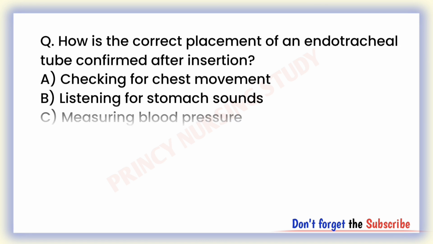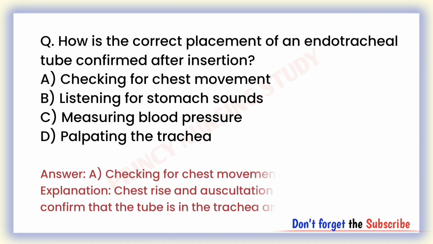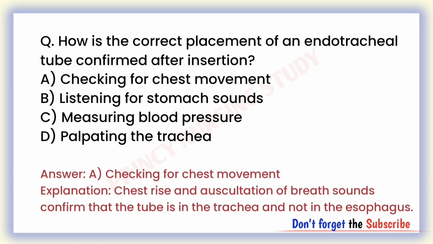Next question. How is the correct placement of an endotracheal tube confirmed after insertion? Correct answer is A. Checking for chest movement. Chest rise and auscultation of breath sounds confirm that the tube is in the trachea and not in the esophagus.